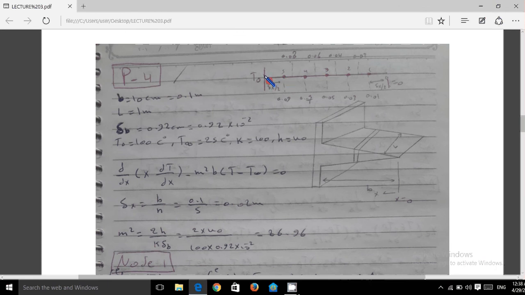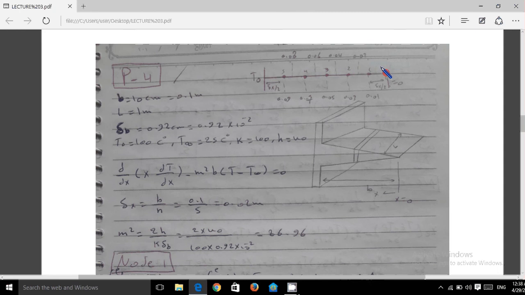As I told you, from this point to this point is equal to delta x over 2, and from this point to this point is also delta x over 2. While he didn't say there is heat generation, heat generation is equal to 0. I told you how to find the x points and delta x.